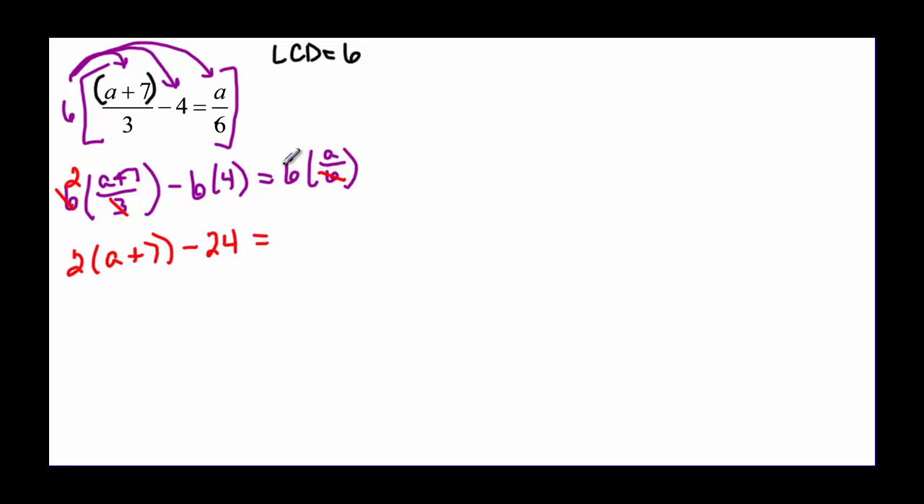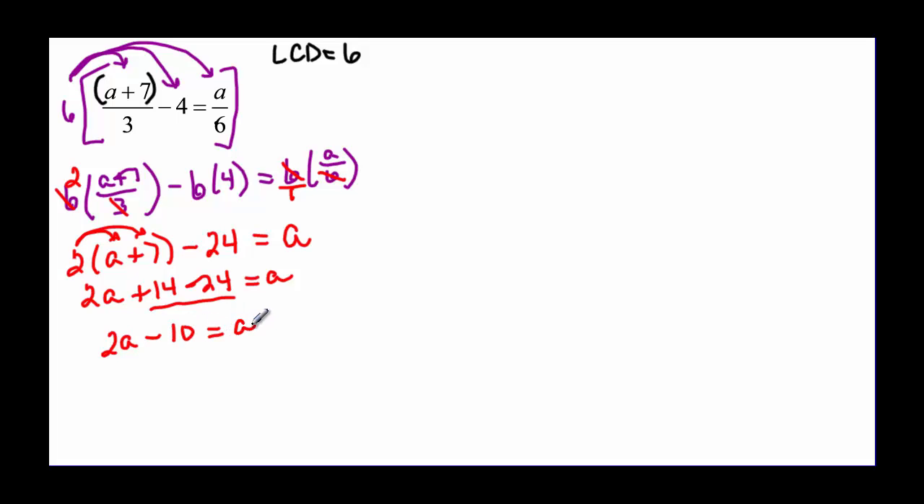And the 6 and the 6, remember this is a numerator and denominator, so they're a common factor of 1. And I just have a on that side. So I cleared my fractions, so I'm headed in the right direction. And now I just have to distribute the 2 and then go on from there. 2a plus 14 minus 24 will equal a. I've got like terms right here, so my 2a is going to be minus 10 equal to a.